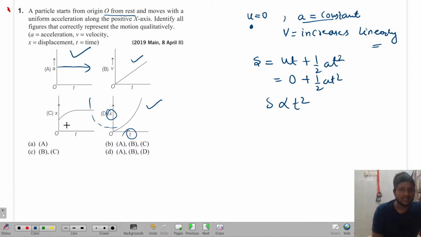Now try to see, if initial velocity is 0 and acceleration is constant, what is happening? The particle starts from origin. So look over here. Here the particle is starting at t is equal to 0 from here. That means what? It has an initial displacement x naught. But according to the question, the particle starts from the origin, so it is not possible. So option C is not correct. So which options are correct? A, B, and D are correct. So option D is correct. Understood or not? Yes or no?